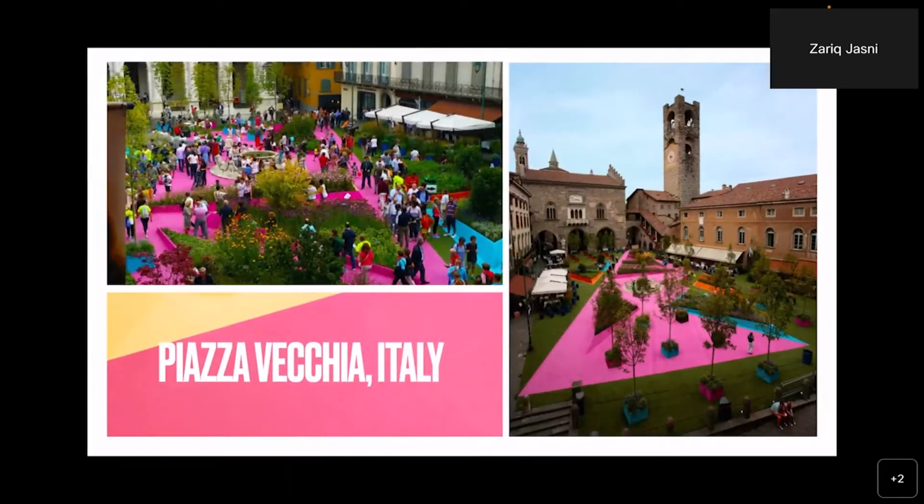And then the next example of a successful public square is the Piazza Vecchia in Italy. As you can see here, the context surrounding the square is historical. It is rather vernacular, traditional to Italian architecture, but you could see how the modern integration of a public square uplifts and attracts users to actually use the space.